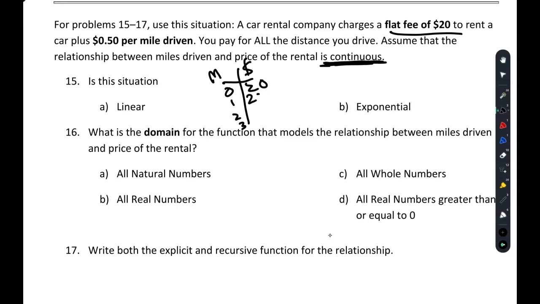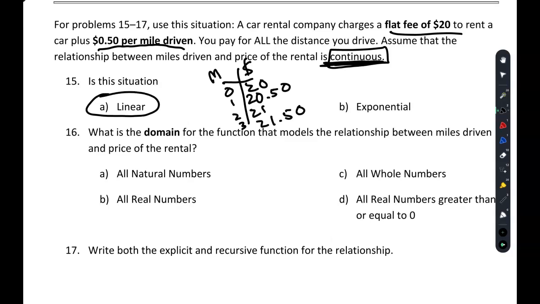So this is $20.50. This will be 21. This will be 21.50. It just keeps going up. And remember, they told us that it's continuous. Now we're adding 50 cents every mile, so since we're adding, it's going to be linear.